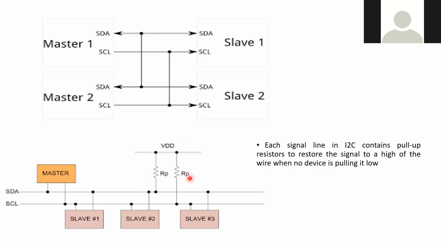So this is the pull-up resistor. The pull-up resistor restores the high to the wire when no device is pulling it low. That means if no devices are on, automatically the pull-up resistor will load the value to high. This is why we have seen it in ports. So with the master device and all the slave devices, two lines will be there. To restore the signal, we always use the pull-up resistor.